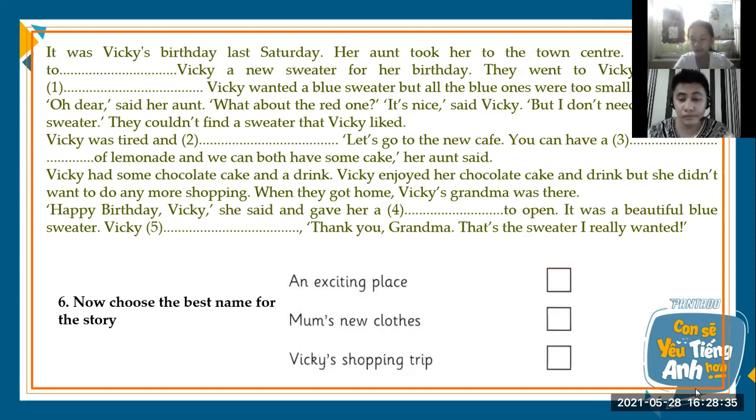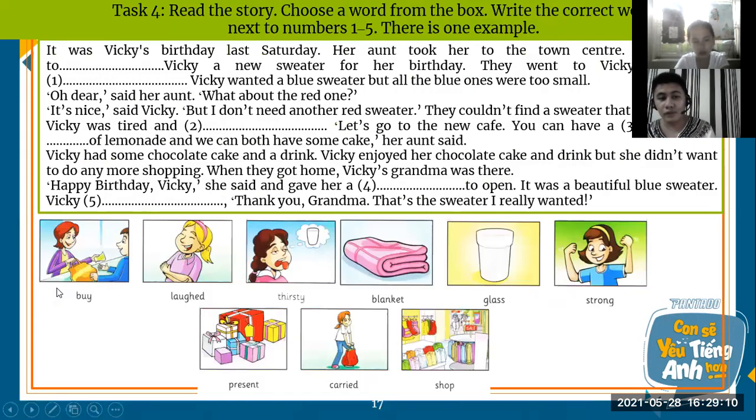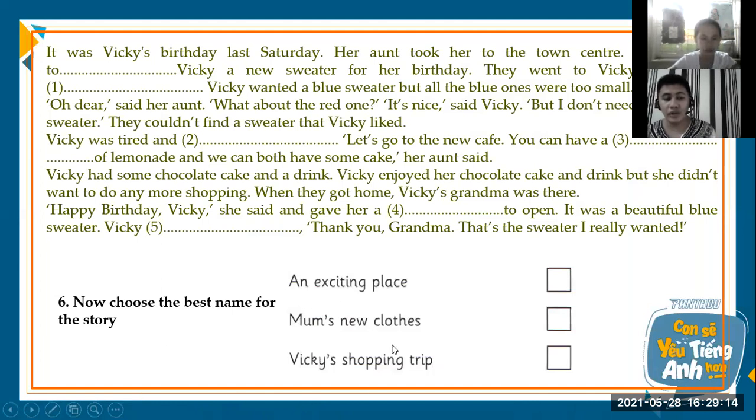Pardon? Sorry? Again, what's your answer? Okay, I cannot hear you. Look again. What do you mean again? You want to read again? Yes. Okay, so read again, sure, if you want, but tell me the best name for the story. So this is the only question now. So you have three choices. You understand, Ling? Is mom's new clothes. Okay, your answer is mom's new clothes.